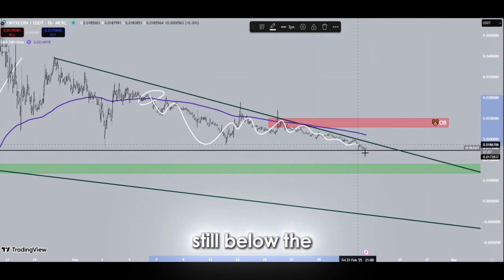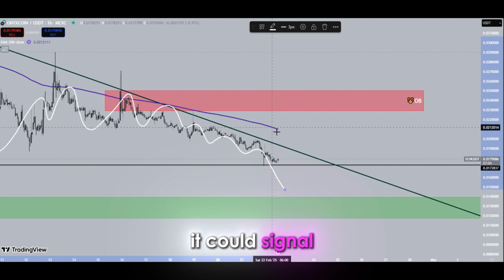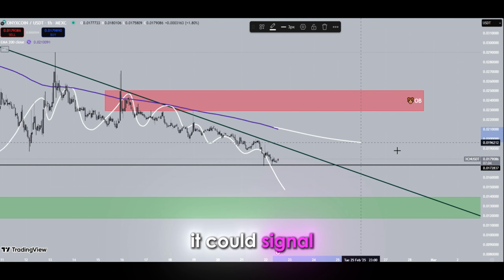Currently, the price is still below the 200 EMA. If the price breaks above this level, it could signal the start of a potential upward move. Breaking above the 200 EMA indicates a shift in market sentiment toward the bulls, increasing the chances of rising prices. The 200 EMA represents long-term trends, so if the price breaks above it, a long-term upward trend could follow.